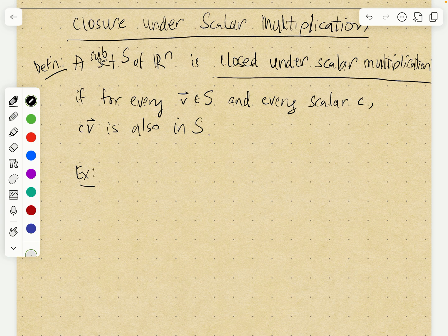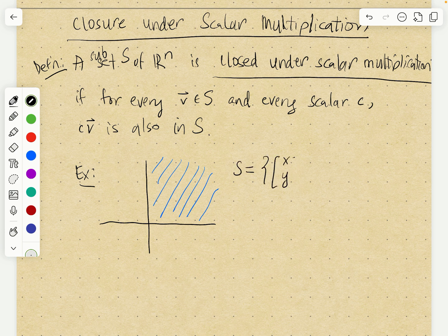Let's look at some of the examples above. So before we had S, which is the set of vectors xy, such that x is greater than or equal to 0 and y is greater than or equal to 0. So this comma means and. So that includes this positive axis and this positive axis, all these vectors, right?